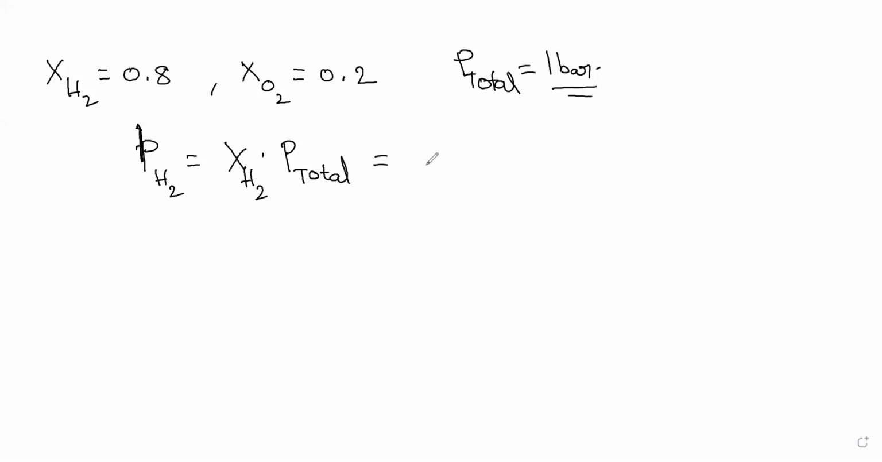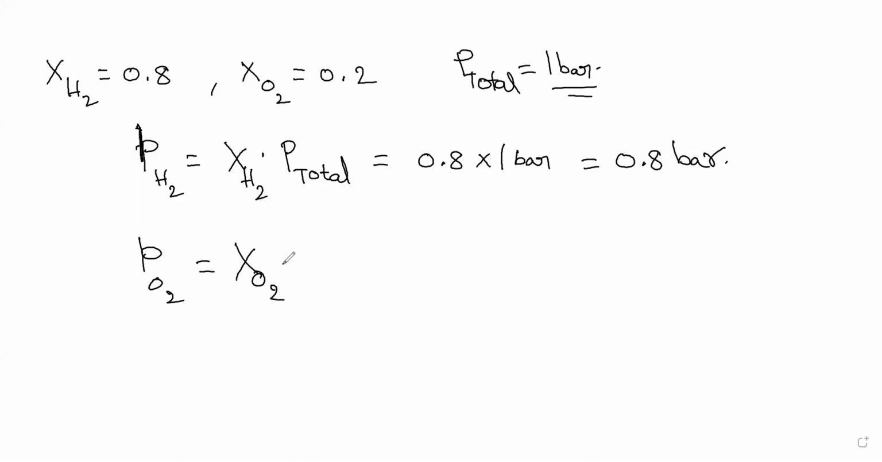So X H2 is 0.8 and they have given it as 1 bar. So the partial pressure of hydrogen is 0.8 bar. Now similarly, partial pressure of O2 is X O2 into P total. X O2 is 0.2, into 1 bar pressure. So that is 0.2 bar.